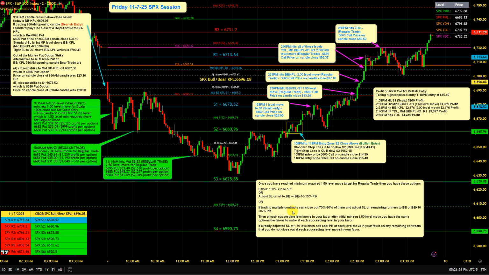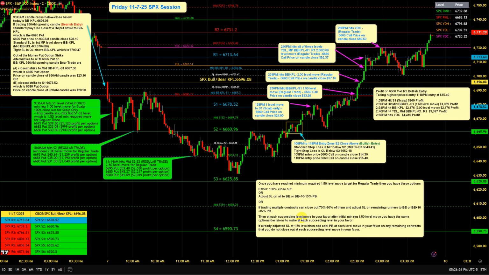Or if trading multiple contracts, you can close out 70 to 90% of them and adjust the stop loss on the remaining runners to break even, or break even plus the profit buffer. So it's either 100% closeout, or adjust the stop loss on all your contracts, or if trading multiple contracts, you can close out 70 to 90% of them, adjust the stop loss on the remaining runners.